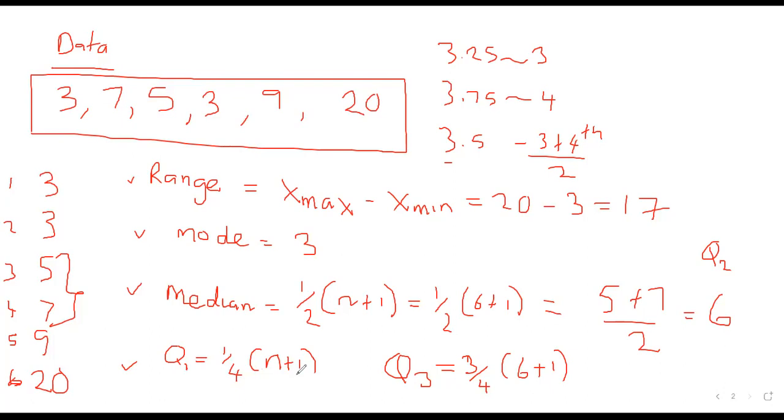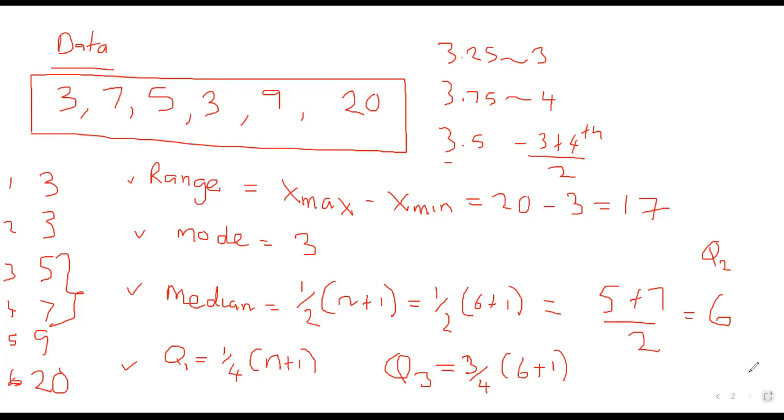What do we get? One point five. 1.5, isn't it? What is a quarter of 7? Quarter of 7 is 1.75.